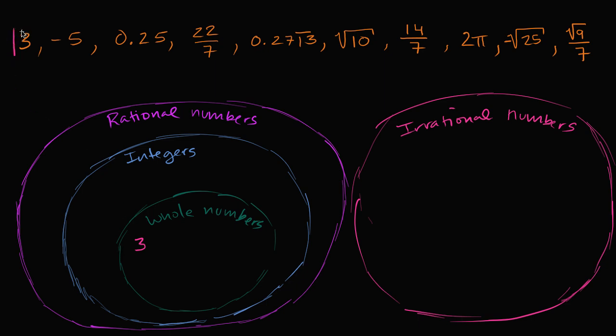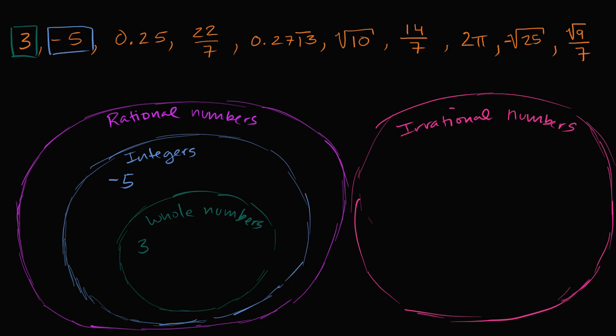So 3, and maybe I'll do it in the color of the category, is a whole number. So it's a member of that set. But if you're a whole number, you're also an integer, and you're also a rational number. So 3 is a whole number, it's an integer, and it's a rational number. Now let's think about negative 5. Now negative 5, once again, can be represented as a fraction, but it doesn't have to be. But it is negative, so it's not going to be a whole number. So negative 5 is going to sit right over here. It's an integer, and if you're an integer, you're definitely going to be a rational number, but it's not a whole number because it is negative.